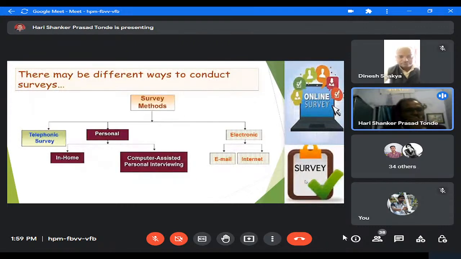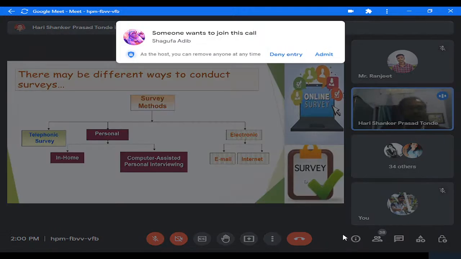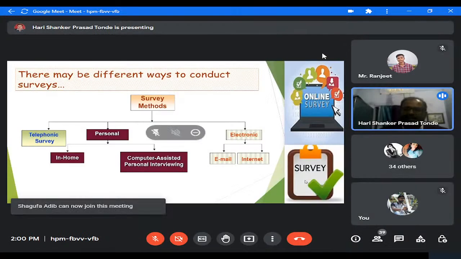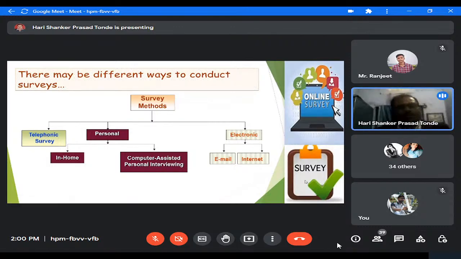There may be different ways to conduct surveys. Nowadays technical aspects are with us, but three major aspects are there. The first one is a telephonic survey, which we can do with our telephones, landlines, or smart gadgets. The second one is personal, where the person approaches the home and collects the data, or computer-assisted personal interviews are used, and the records are kept in notebooks, palmtops, etc. And the third one is electronic gadgets, through emails and internet media, social sites like this.